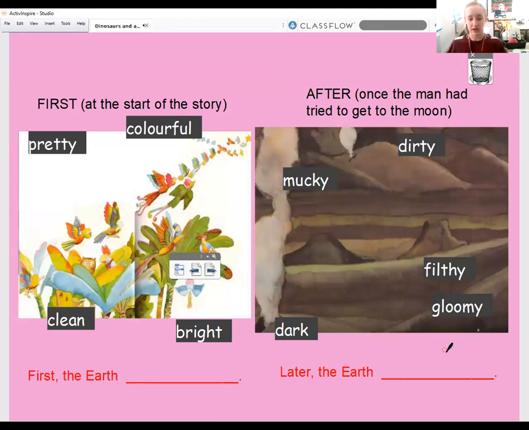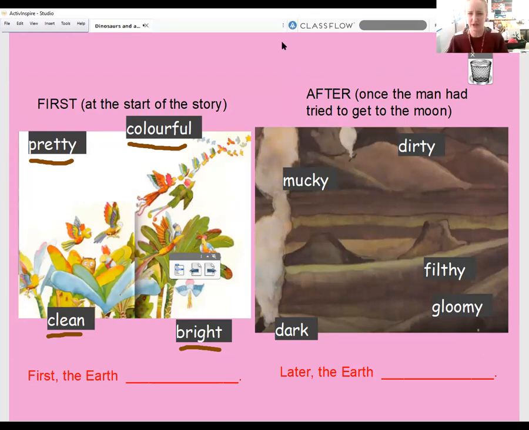So here on the screen, I've got the two pictures, the two images that we were comparing from the story. And if you look on the left-hand side, we have a lovely, lovely picture of what the Earth used to be like. And we have all these fabulous adjectives around it. Now, remember, adjectives are describing words. And we had pretty, and I put colourful, clean, and bright. Okay, and you might have some different adjectives as well. These are just the ones I had, but you might have lots more.